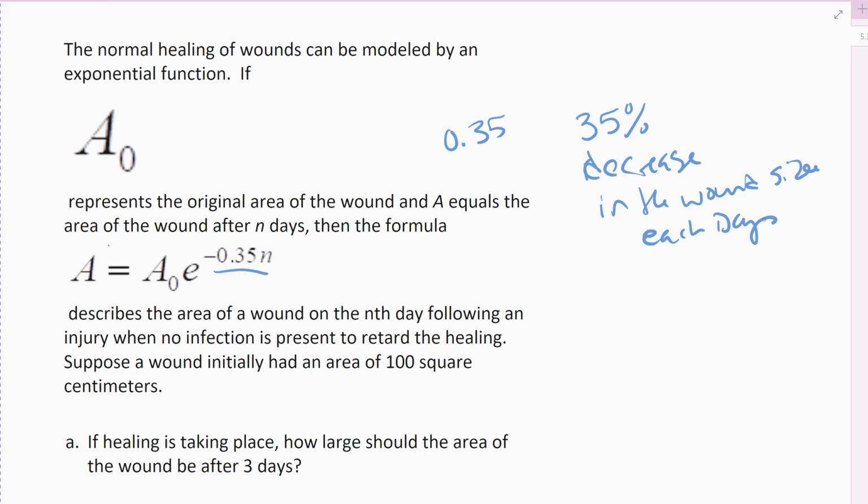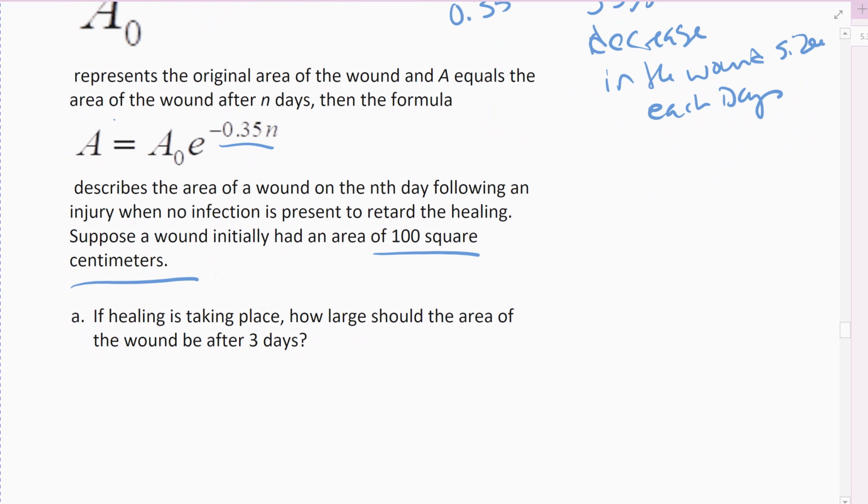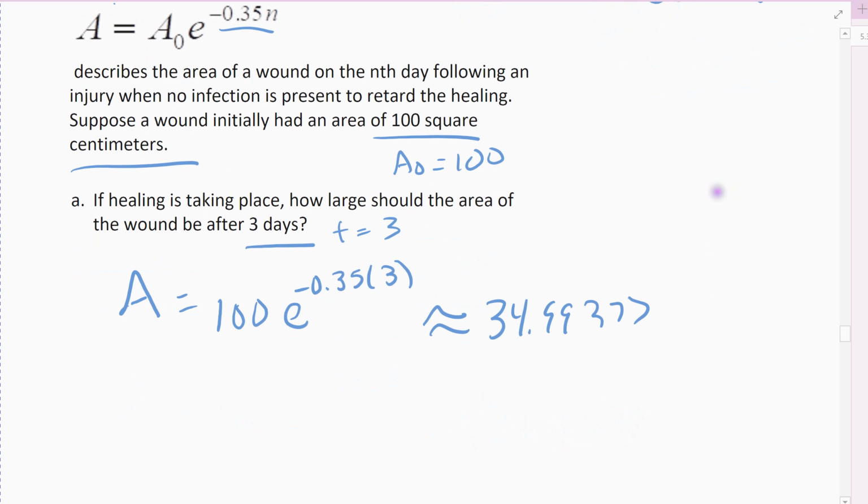Suppose that a wound initially had an area of 100 square centimeters. If healing takes place following this model, how large should the area of the wound be after 3 days? We know our initial amount, so A naught is 100. Our time is 3, so 100 e raised to the negative 0.35 times 3, and then you plug it in. It comes out to 34.99377. So I'll probably just round to the whole number in that case.